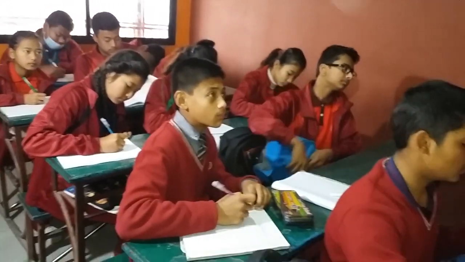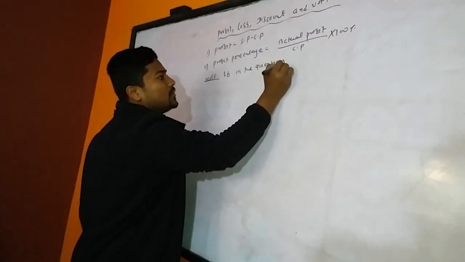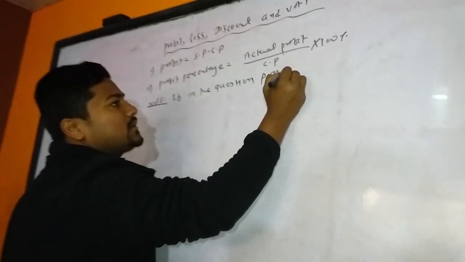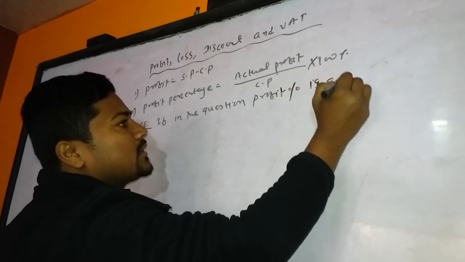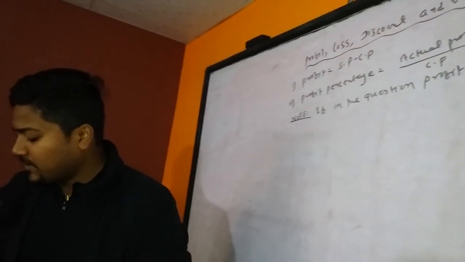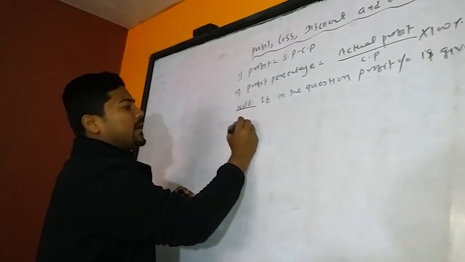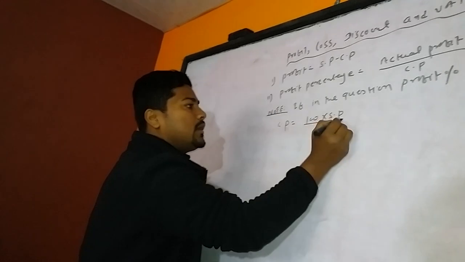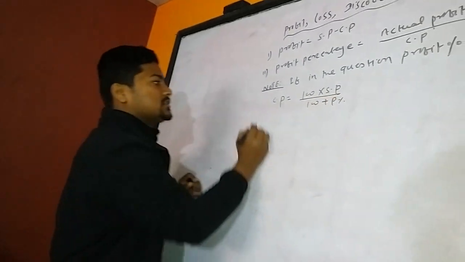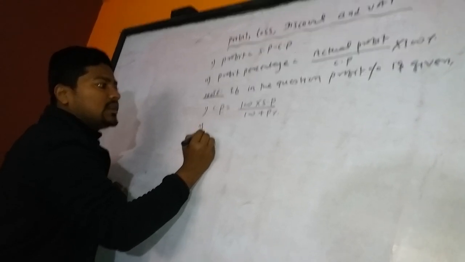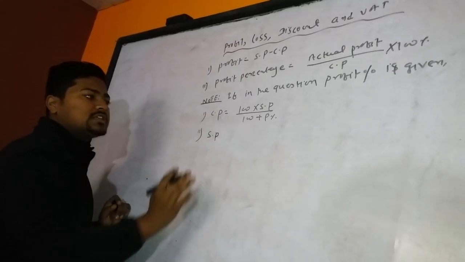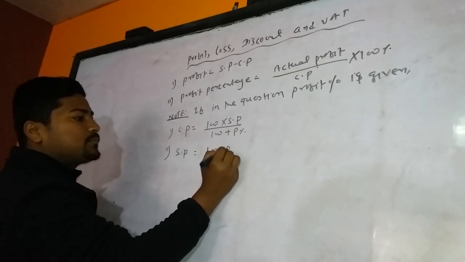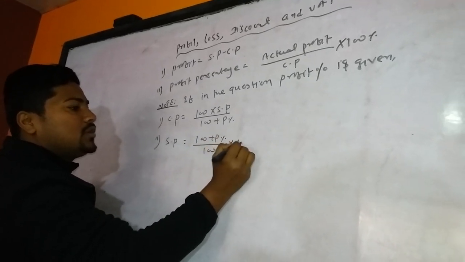So if in the question the profit percentage is given, then what is the formula to find out the CP? CP is 100 into SP upon 100 plus profit percentage. Number two, what is the SP formula? SP is 100 plus profit percentage upon 100 into CP.